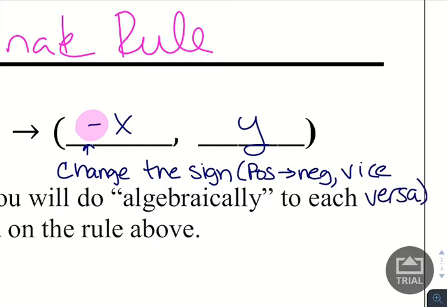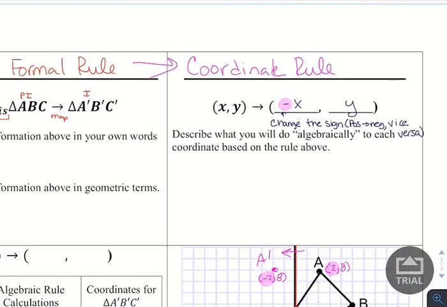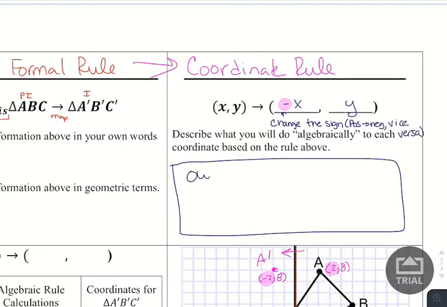So take a second and summarize that in your own words right here. What's going on? Now, if you didn't get it, pause the video or rewind it, watch that part again, and hopefully that will make a little more sense, right? So let's repeat this rule here. We're just going to take negative x, comma, y.